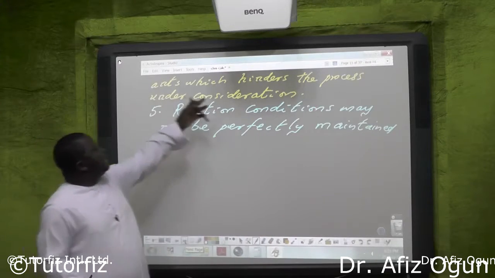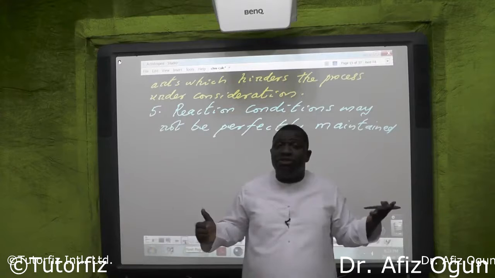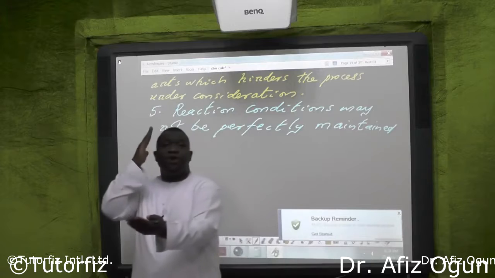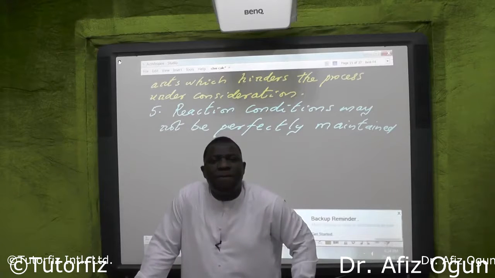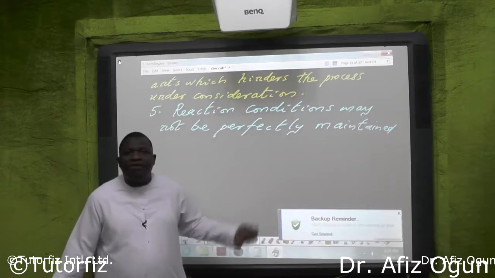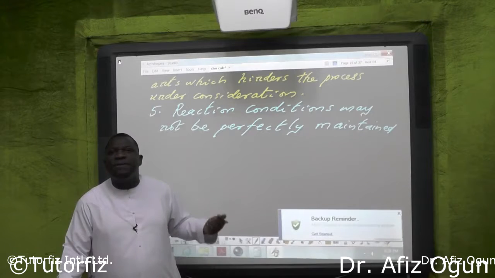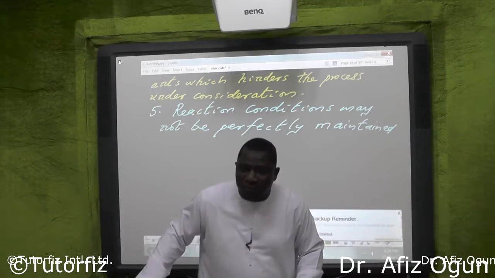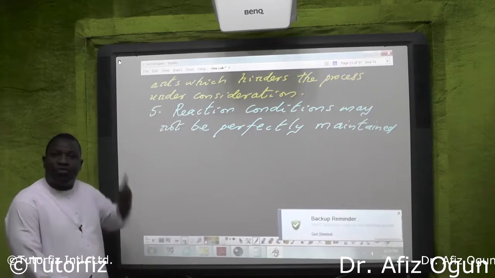Now, this hinders the process under consideration, and reaction conditions may not be perfectly maintained. Your condition for this reaction is this atmosphere of pressure, this degree centigrade, this catalyst. It may not be perfectly maintained. You are not there. The workers are there, and they are not perfect. So if it is not perfectly maintained, you don't get the maximum you have calculated. So all these 5 reasons cause your product to reduce.